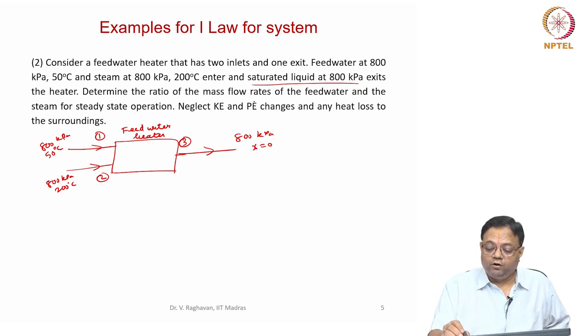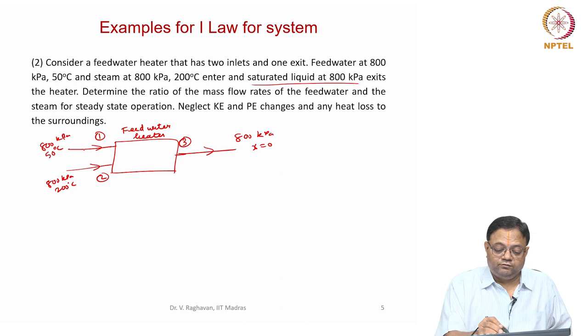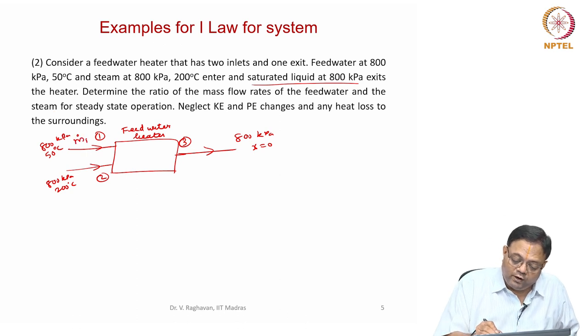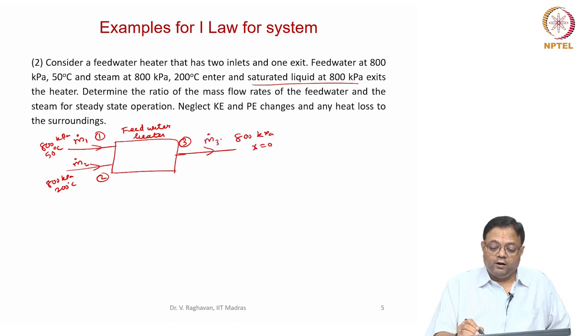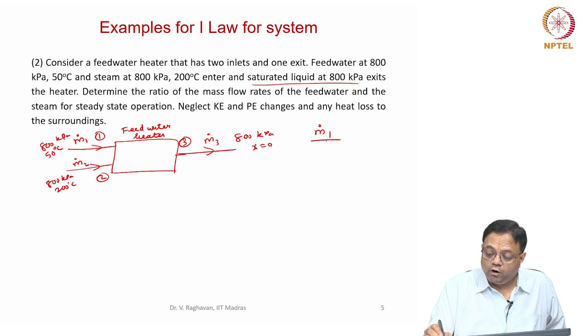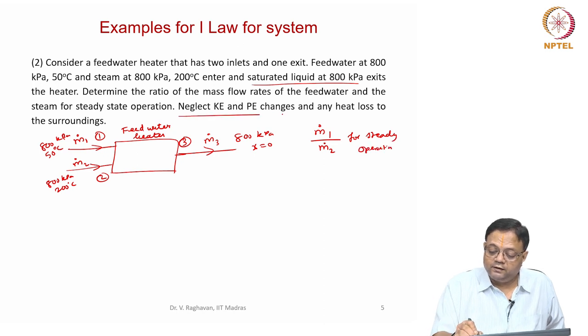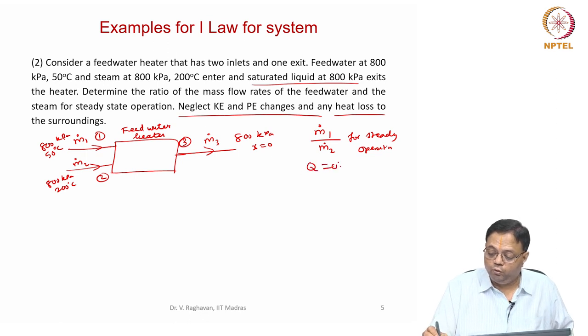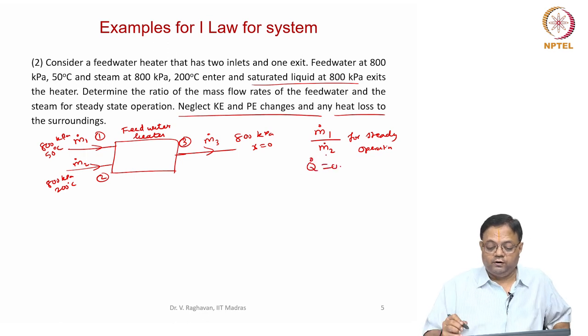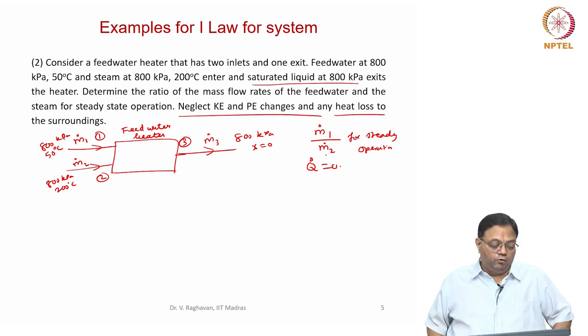Determine the ratio of mass flow rates of the feed water and the steam. So, let us say this is mass flow rate 1, this is mass flow rate 2, m dot 1 and m dot 2, and this is m dot 3. I want the ratio of m dot 1 divided by m dot 2 for steady operation. Neglect the kinetic energy, potential energy, and no heat loss also. So, Q is also 0. Okay, Q dot equals 0. Steady state, steady flow problem.